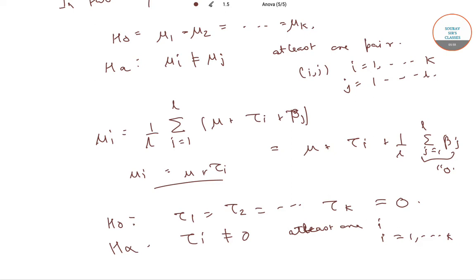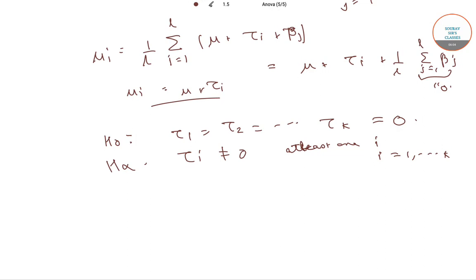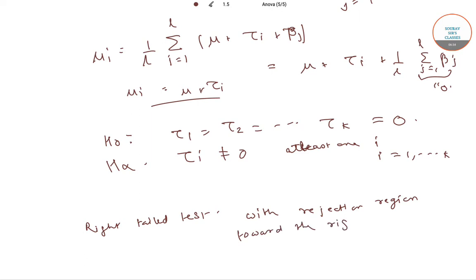Now the test we will be using is always a right-tailed test, with the rejection region towards the right tail of the F distribution curve.